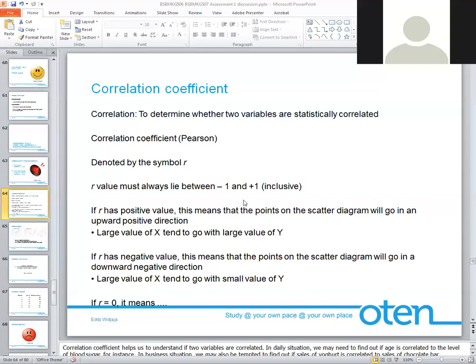Now, what about if it is 0, or close to 0? If it is 0, then there is no correlation at all. There is no correlation between these two variables, right? Or if the value is around 0, like 0.05, for instance, then the correlation coefficient is quite weak. In other words, the correlation between these two variables is weak.